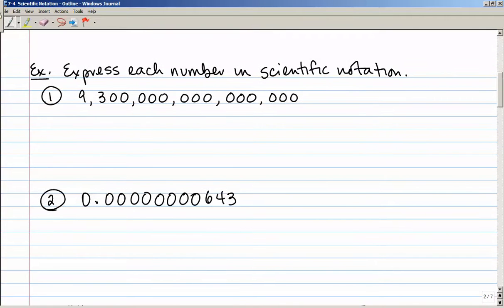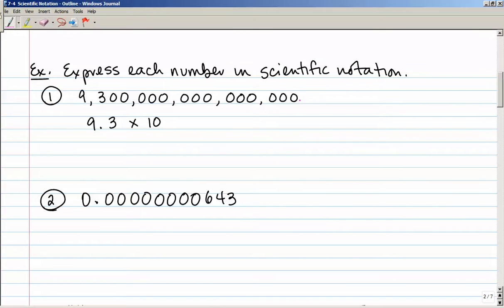Let's take a look at a couple examples here. Express each number in scientific notation. So I basically need to start by writing this as 9.3. I can only have one digit. In fact, I have to have one digit to the left of the decimal point, and then any other non-zero digits need to be to the right. Times 10, and I need to write it raised to some power.